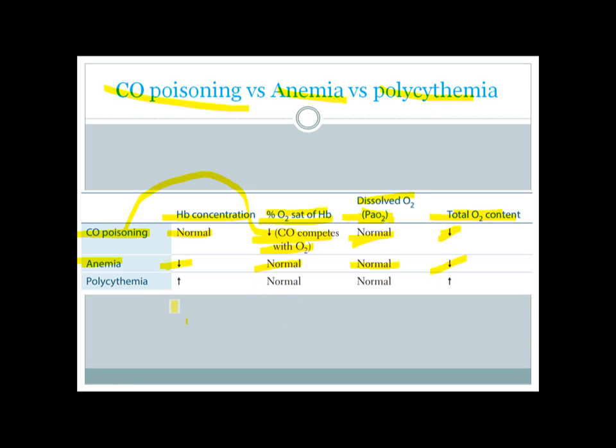In case of polycythemia, the hemoglobin concentration is increased, but the oxygen saturation of hemoglobin is normal, dissolved oxygen is normal, and total oxygen content is increased. Because the hemoglobin concentration is increased, the hemoglobin bound oxygen concentration is also increased, leading to an increase in total oxygen content. So that's all from me today.